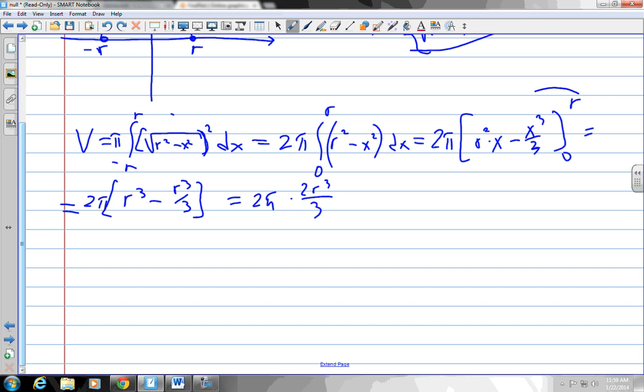Well, r went in for x, right? Because I'm integrating, I'm replacing every x with an r, because that's my limit. So you put r in here, you get r squared times r, that's r cubed. And when you put in zero, it's all gone. So 2 times 2 is 4, so it's 4/3 pi r cubed. Volume of a sphere.